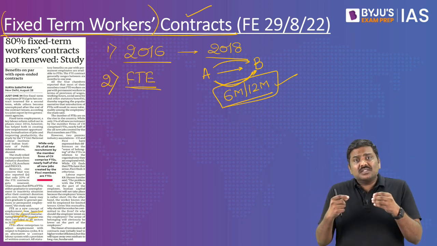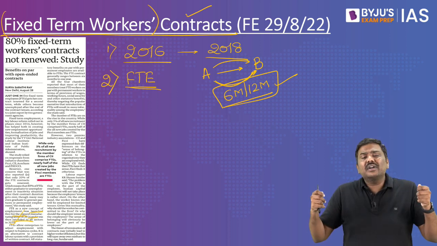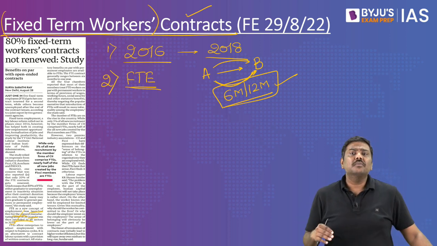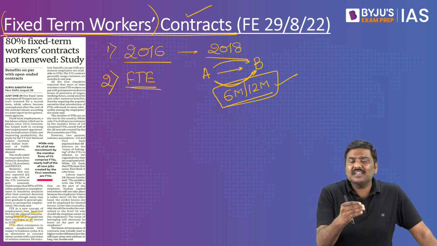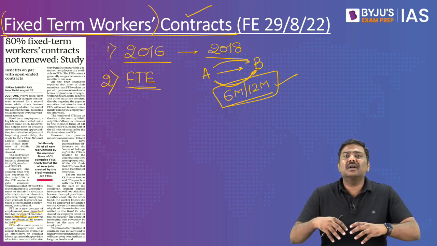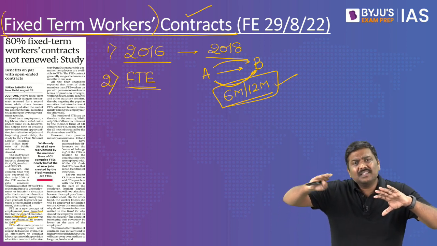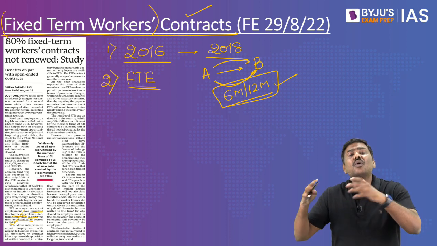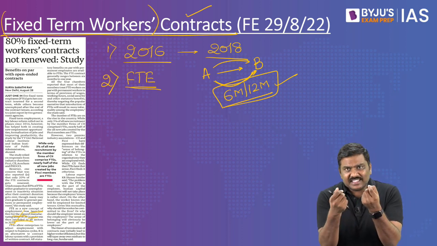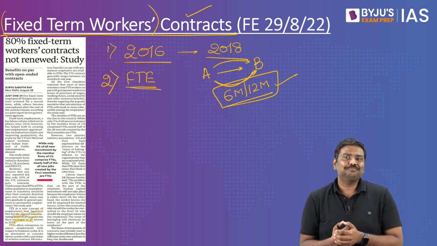For companies, this was pitched as a very important reform for a very simple reason. The employer doesn't have to keep on bearing the burden of the employee. As per the economic situation, they can renew the contracts like this. That flexibility would be provided to the employer.